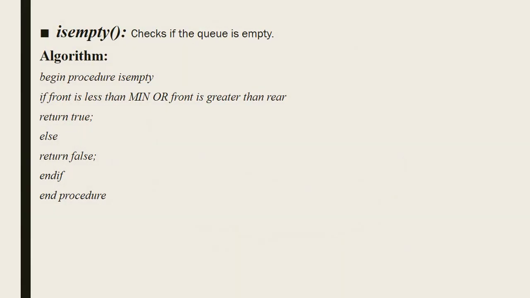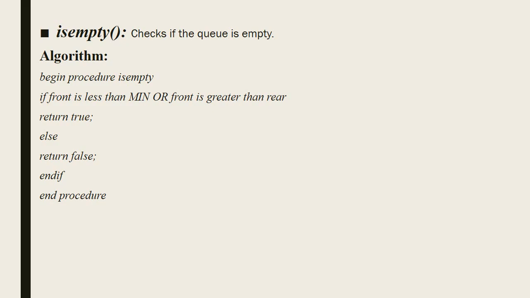Is empty checks if the queue is empty. The algorithm of is empty is: begin procedure is empty. If front is less than minimum or front is greater than rear, it returns true. Else, it returns false.